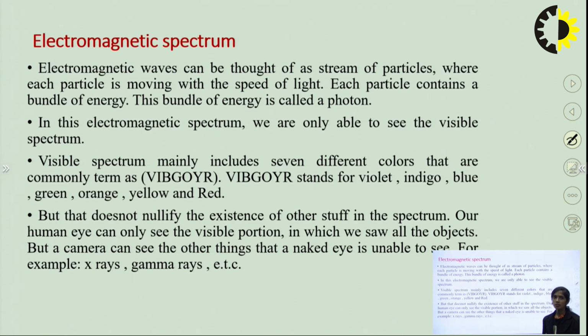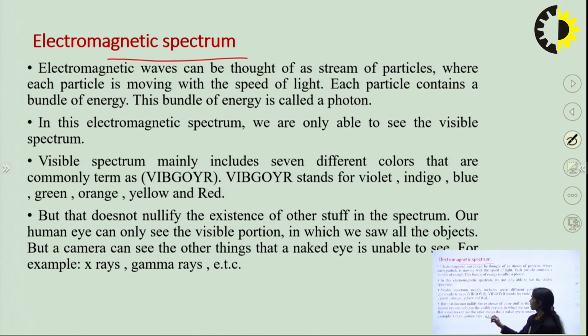Now the next topic I am going to cover is the electromagnetic spectrum. All of you know that the electromagnetic spectrum is a range of frequencies or range of wavelengths that can be thought of as different particles moving with the speed of light. On the basis of that we have different bundles of energy, or we can say photons, traveling in the form of the whole electromagnetic spectrum. Electromagnetic waves can be thought of as a stream of particles where each particle is moving with the speed of light, and each particle contains a bundle of energy, and this bundle of energy is called a photon of light.